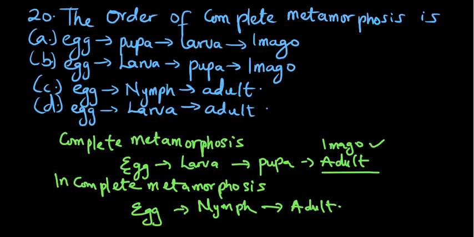So the order of complete metamorphosis is: A, egg, pupa, larva, imago; egg, nymph, adult. If you look at egg, nymph, adult, that's automatically wrong. But look at option B, egg, larva, pupa, imago. If you look at this, they firstly put pupa instead of firstly putting larva. So this option A is what? Wrong. They now said egg, nymph, adult. So that is also what? Wrong. Egg, larva, adult, 3 stages. That's also what? Wrong. So our option here is what? Option B. So let's move to the next question.